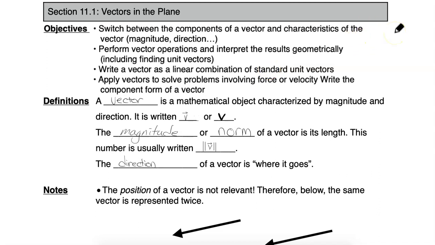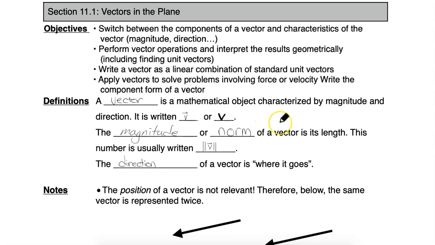So here we are starting 11.1 with the notes for that section, and in this section we will talk about vectors in the plane. So we'll learn how to switch between the components of a vector and some of the characteristics of vectors like their magnitude or norm, the direction, etc. We will perform vector operations and interpret the results, so we will work algebraically but also geometrically. We will learn how to write vectors as linear combinations of standard unit vectors, and we will apply what we've learned to word problems.